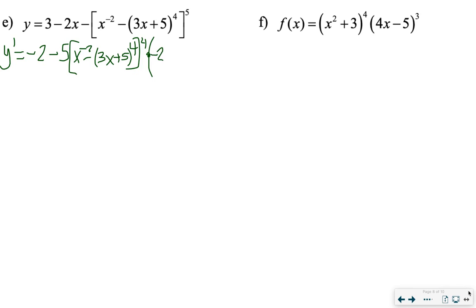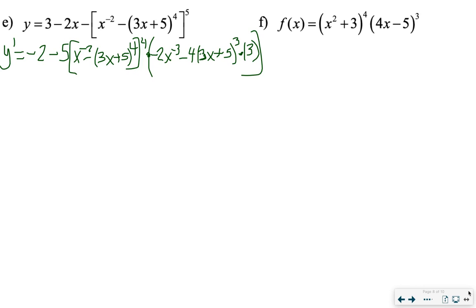negative 2x to the negative 3 minus 4 times 3x plus 5 to the 3. That 3x plus 5 to the exponent 3 needs to be multiplied by the derivative of the 3x plus 5, which is just 3. So there you go.